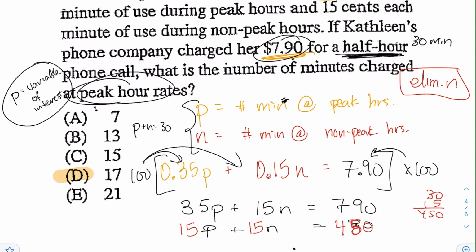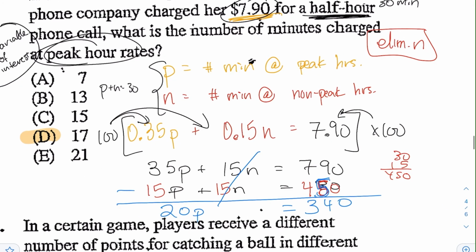And from here, we can just subtract the two equations. So that n cancels out. 35p minus 15p is 20p. And that's equal to, again, 790 minus 450, that's 340. 20p is equal to 340. You can divide by 20 on both sides. You get that p is equal to 17. And that's choice D.